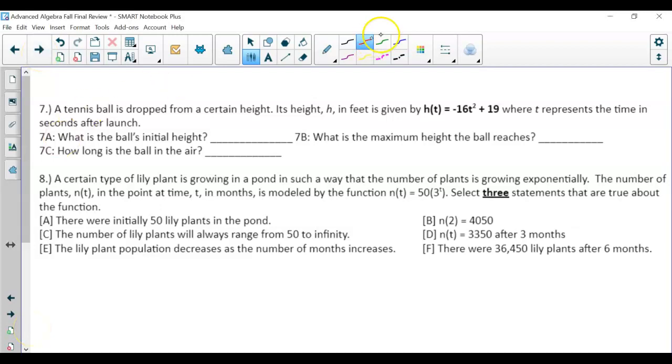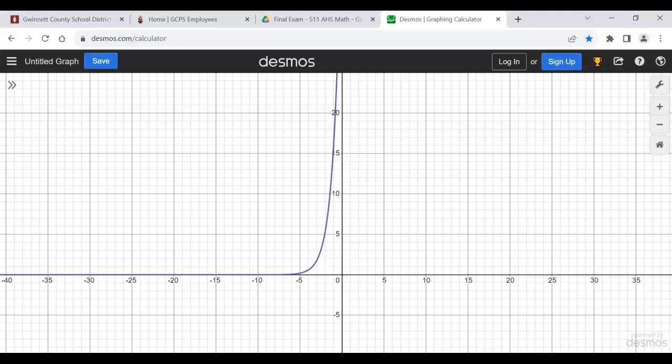And then, sorry, we already just did that. So number 8, in order to identify which of these statements is true, you could use this and graph in Desmos to see how it looks, then identify which of these statements describes it. And we're going to select 3 of them. So like here, for example, here is the graph.